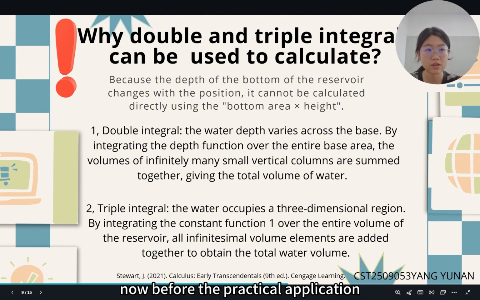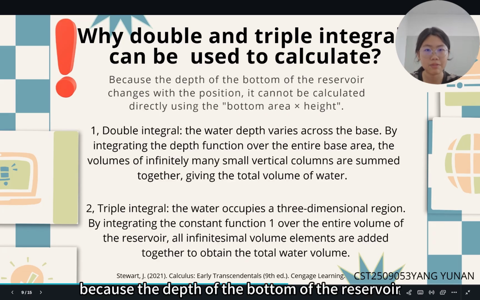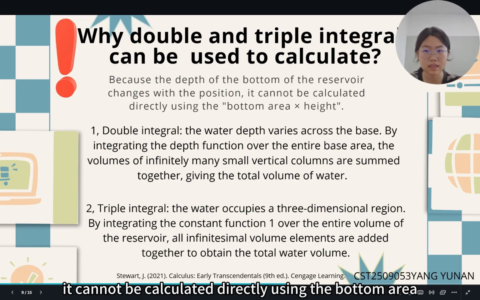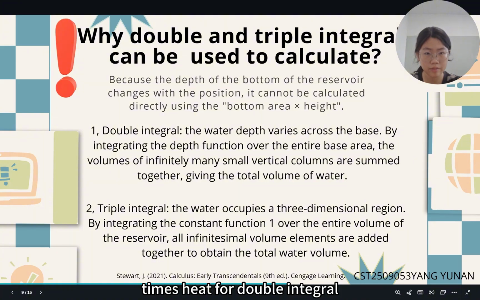Now before the practical application, we first answer the question: why can double and triple integrals be used to calculate the volume of the reservoir? Because the depth of the bottom of the reservoir changes with the position, it cannot be calculated directly using the bottom area times height. For the double integral, the water depth varies across the base. By integrating the depth function over the entire base area, the volumes of infinitely many small vertical columns are summed together, giving the total volume of water.